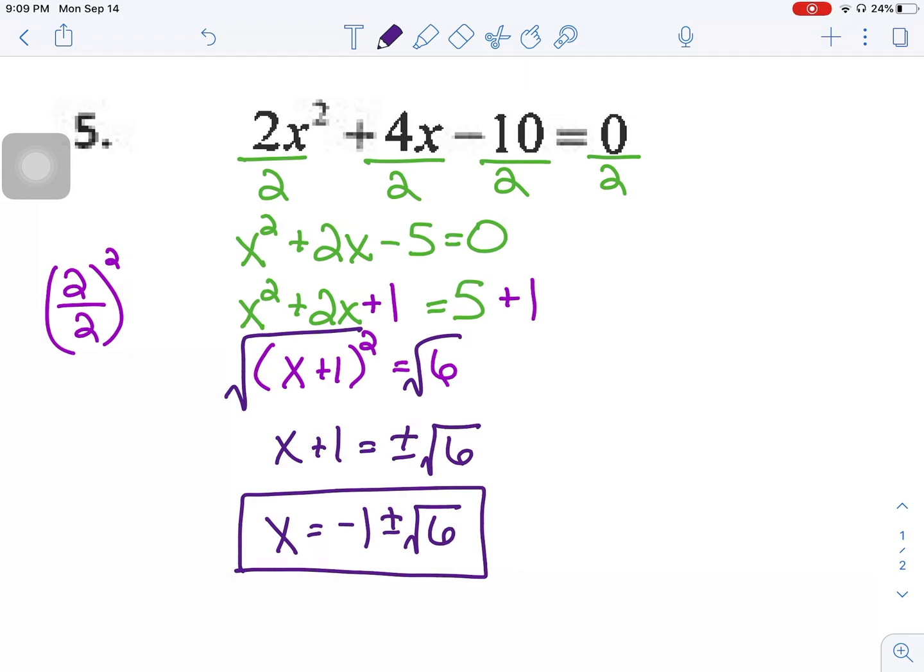I hope this has helped explain a little bit about completing the square and how the process works.